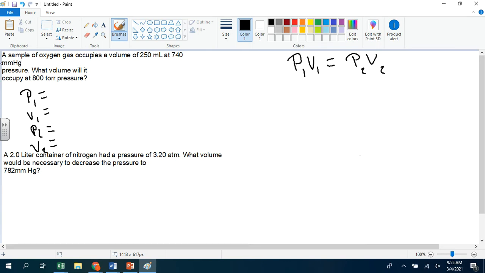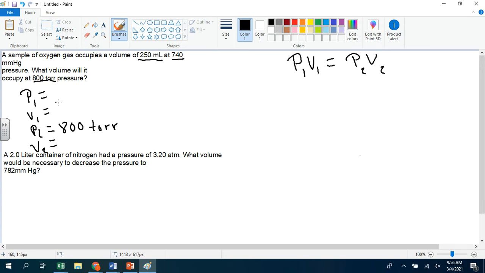All right. So as I read my problem, it says a sample of oxygen gas occupies a volume of 250 milliliters at 740, and I know this got cut off, but it's millimeters of mercury. And it's asking what will the volume occupy at, so here's our second condition, 800 torr. So here I'm going to put my second condition, and it doesn't matter if you do it in this order, okay? You could have put those other ones first if you were sure those were the initial conditions, okay? So 800 torr.